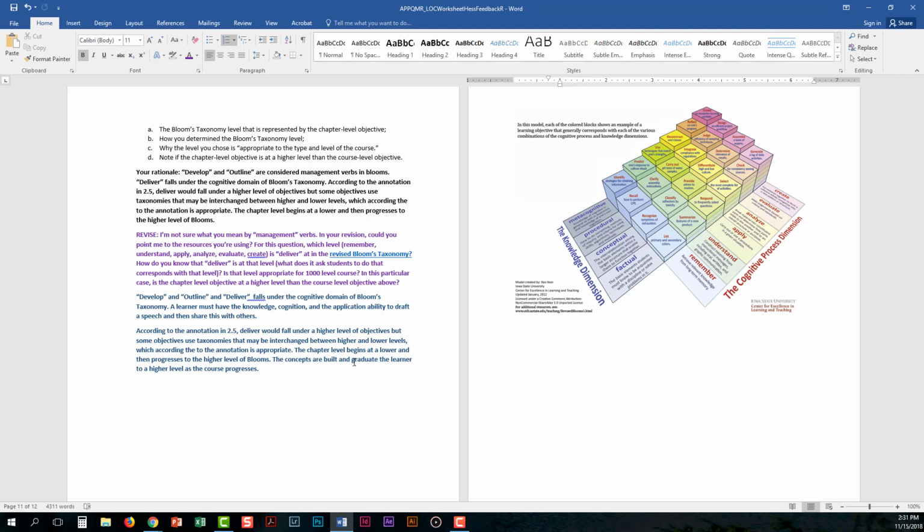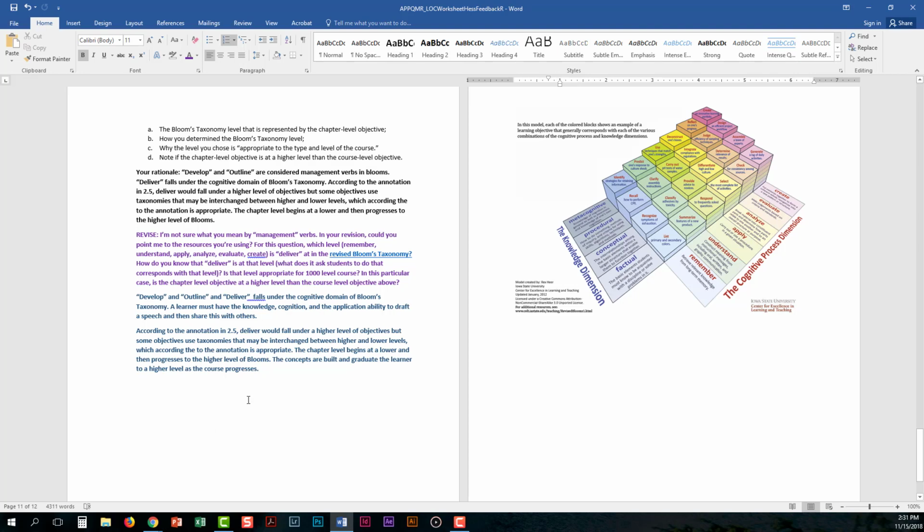So what I was asking for in my feedback was for you to identify which level of Bloom's taxonomy that develop, outline, and deliver fall under. So is it at the remember level, the understand level, the apply level, the analyze level, the evaluate level, or the create level? Why do you feel that they are at that level that you have identified? And is that level appropriate for a 1000 level course?